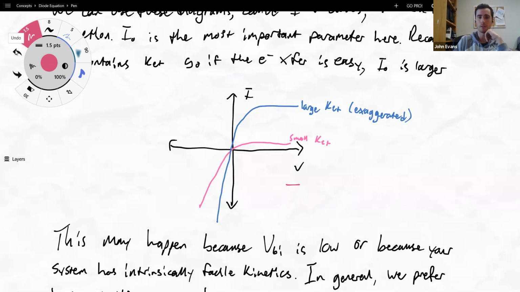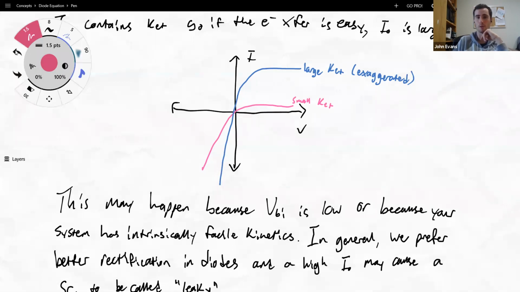Generally, we prefer devices that are good rectifiers. So our good diodes have this small exchange current down here. If you have a whole lot of what's called dark current, a large exchange current density, your semiconductor might be called leaky because it is leaking charge across its interface, even though it's supposed to be stopping it. It's letting a fair amount of it go. It can cause decreases in efficiency and things like that.